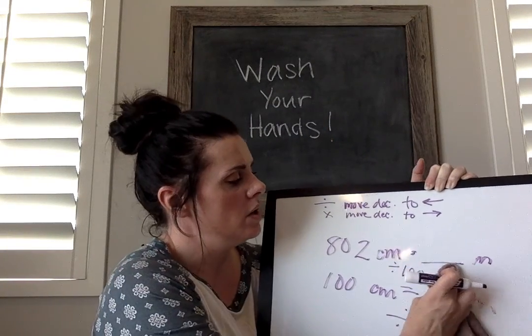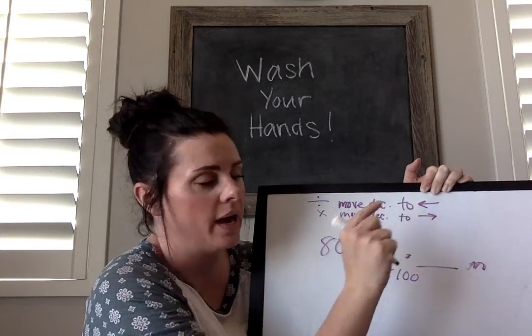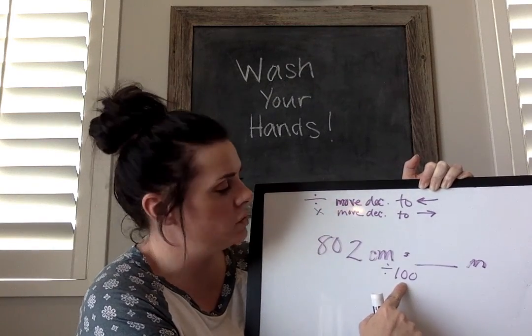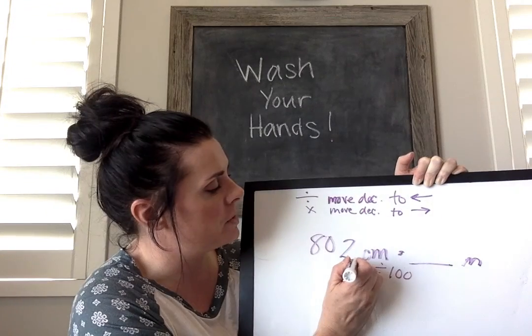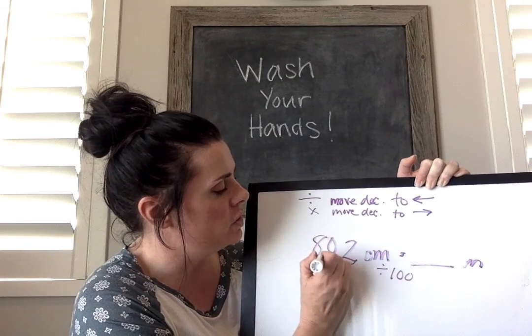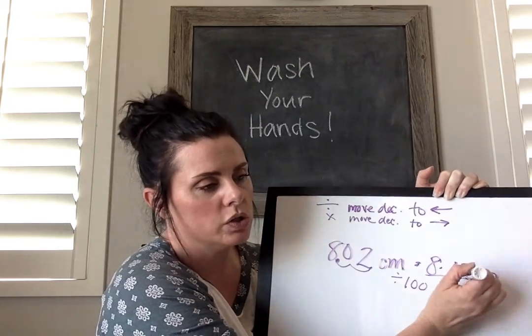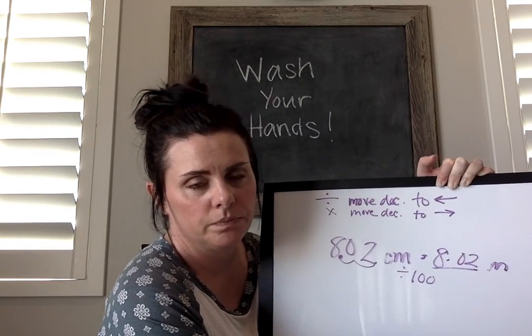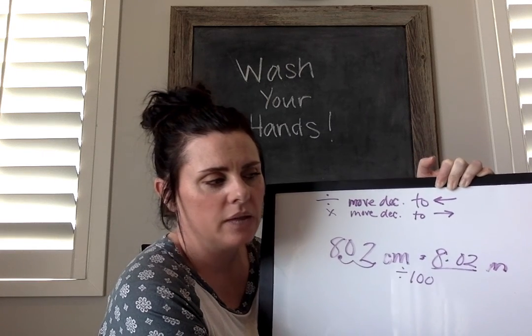Okay, so I'm dividing, which means I'm going to move my decimal to the left 2 times because there's 2 zeros. So here's my invisible decimal that I'm going to throw in there, and I'm going to go to the left 2 times. 1, 2. So my answer here would be 8.02 meters. 8 and 2 hundredths meters. That's my answer for number 2.